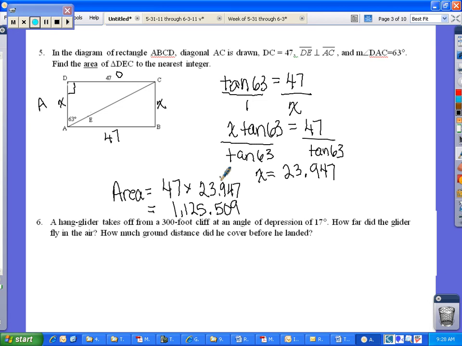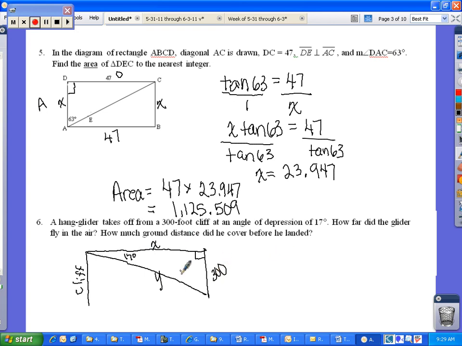All right, number 6. A hang glider takes off from a 300-foot cliff. So here's your cliff. Your hang glider takes off. Angle of depression again. So that's again going to have to draw that horizontal from the cliff. And this is your 17-degree angle. So this is actually the right triangle you're solving. They want to know how far the glider flew in the air, and also how much ground distance. So we need x and we need y. We also know that this cliff was 300 feet, so this right here is 300.